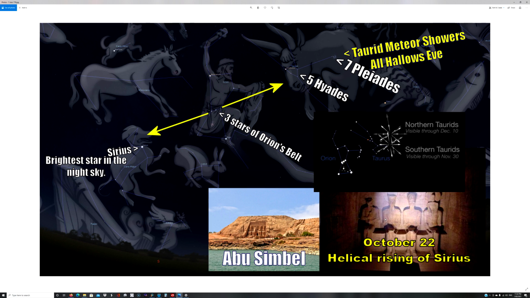But I think the later period in October, the heliacal rising of Sirius. But now we have the Taurid meteor showers, which occur in November, maybe right through to late December. The Taurid meteor showers now pretty much time themselves with Halloween, or All Hallows Eve. A lot of these are interesting.